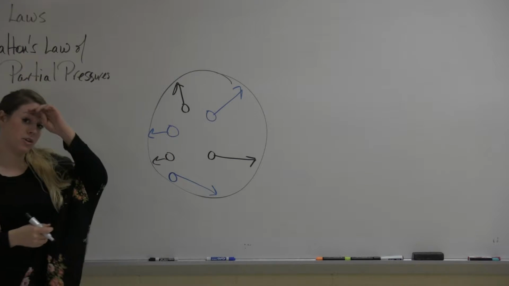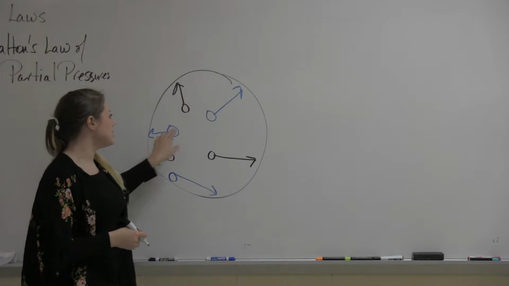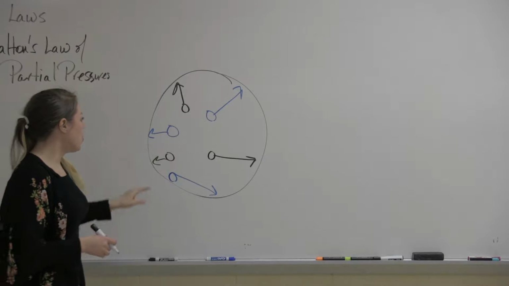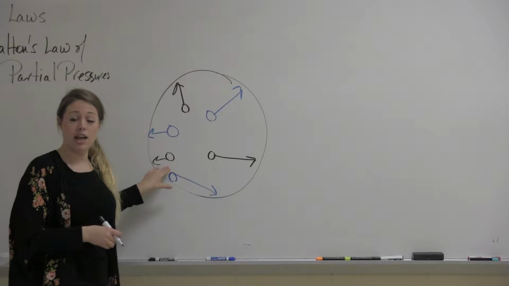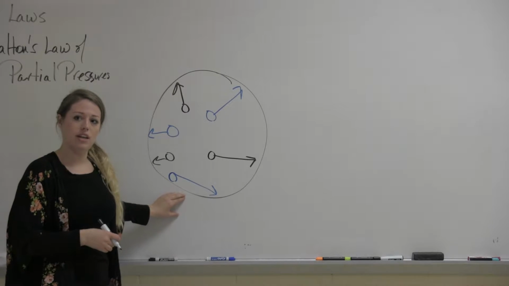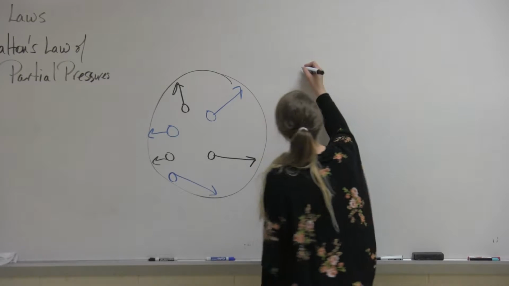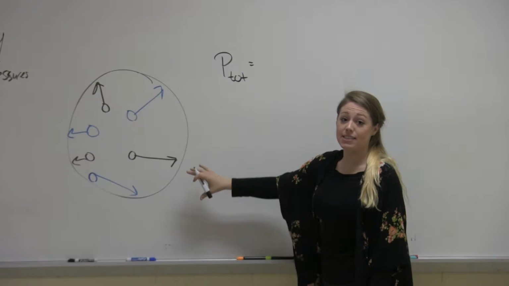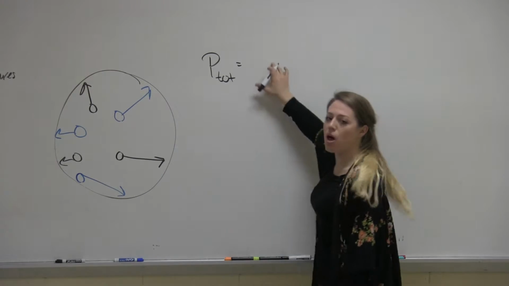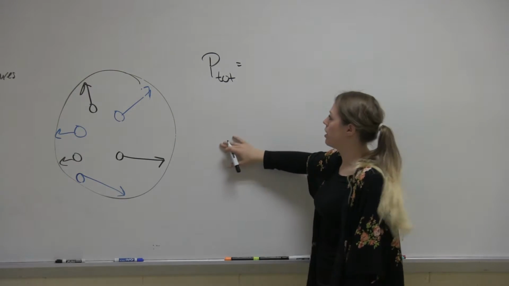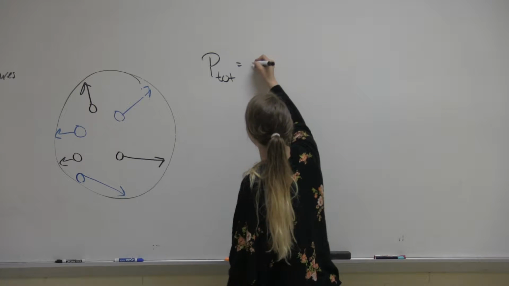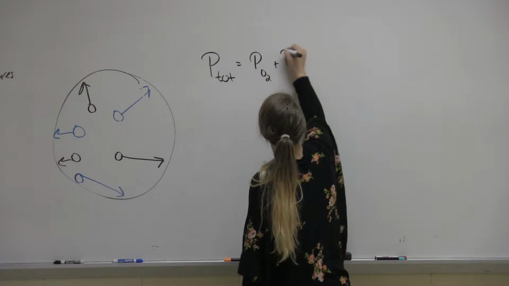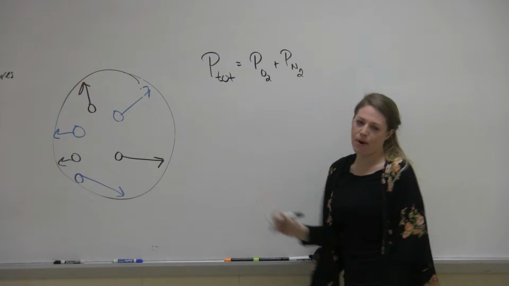What Dalton observed is that each of these different gases is going to exert an individual pressure. So oxygen's going to exert a pressure in the mixture, and so is nitrogen. So what he said is that we can add all of those pressures of our individual gases up to equal the total pressure. So in this example, the total pressure would equal the pressure of oxygen plus the pressure of nitrogen.